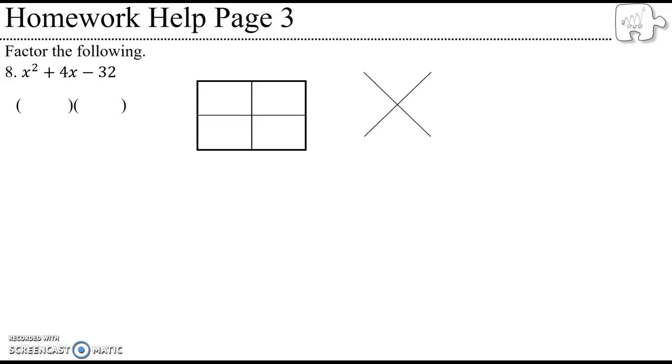To start us off with number 8, let's set up the problem first. We're going to put the first and the last in the corners. Remember that the minus stays with 32. And we multiply the first and the last together: negative 32x squared. That's where we get this term in the top. And that middle term always goes in the bottom. So every term has a place. The first and the last go into the corners, and then we multiply them together to put it up here, and that middle term goes in the bottom.